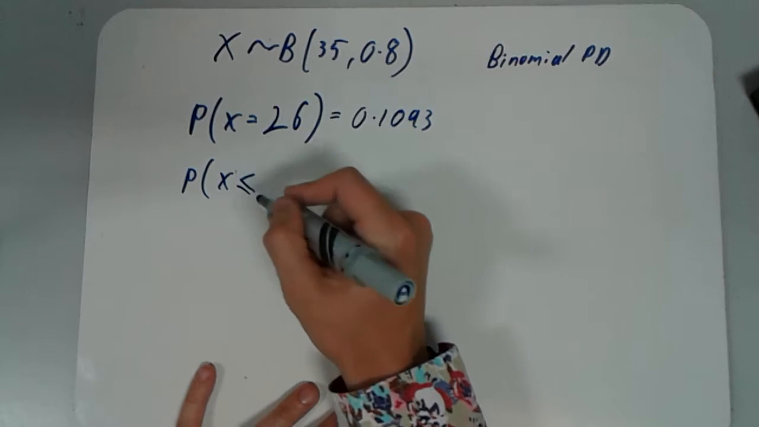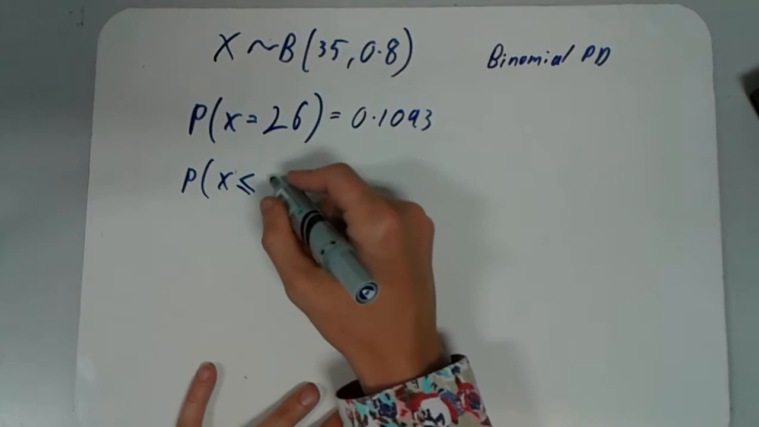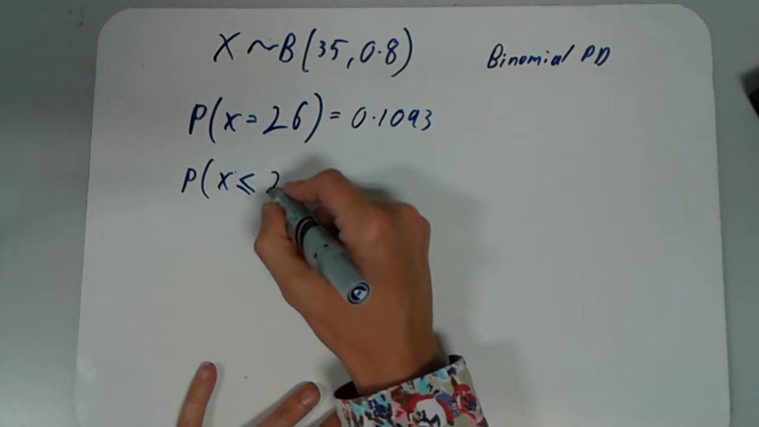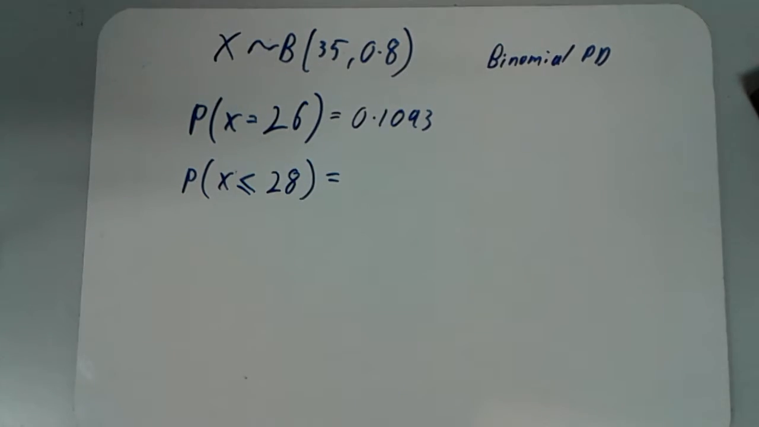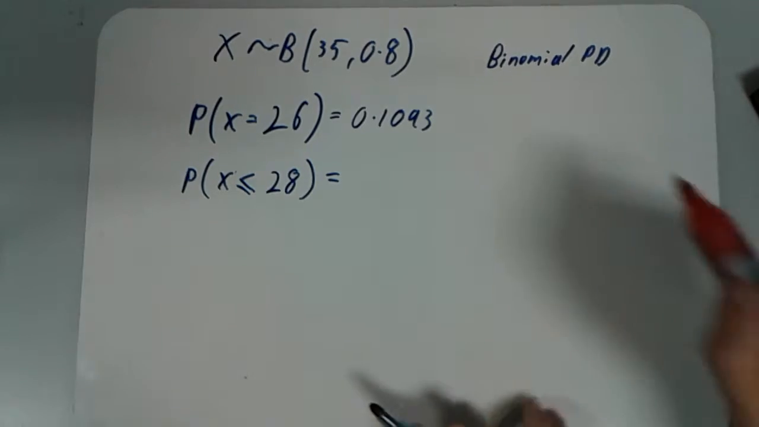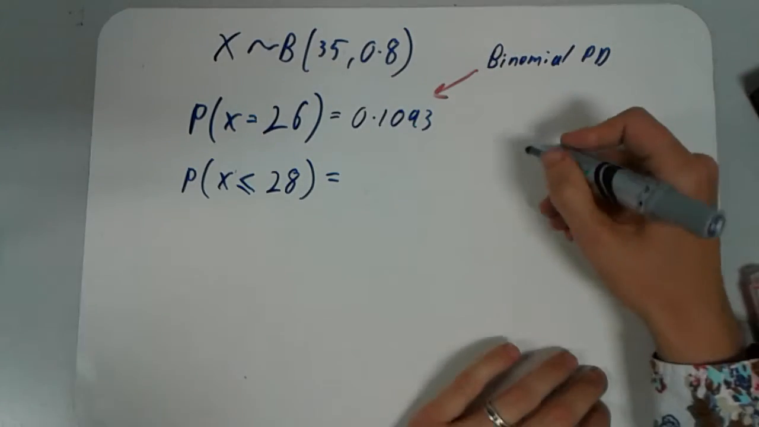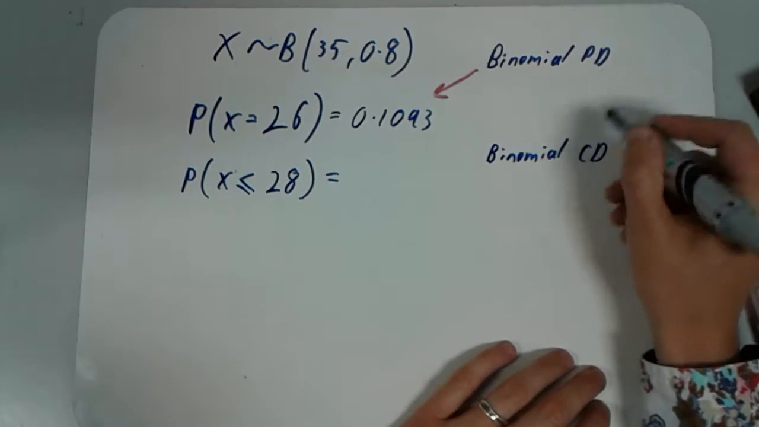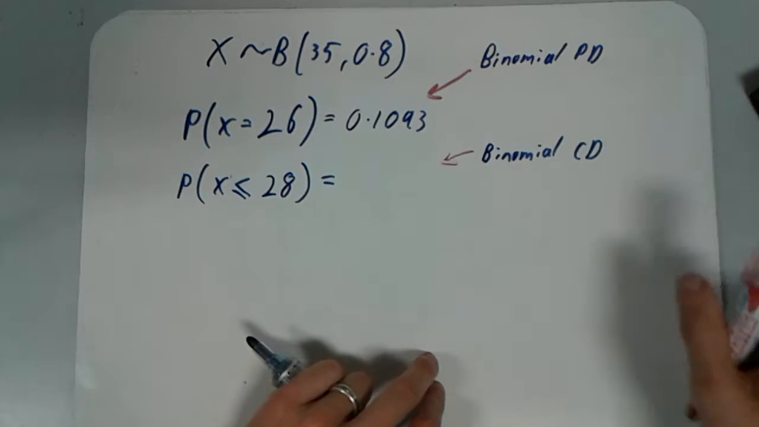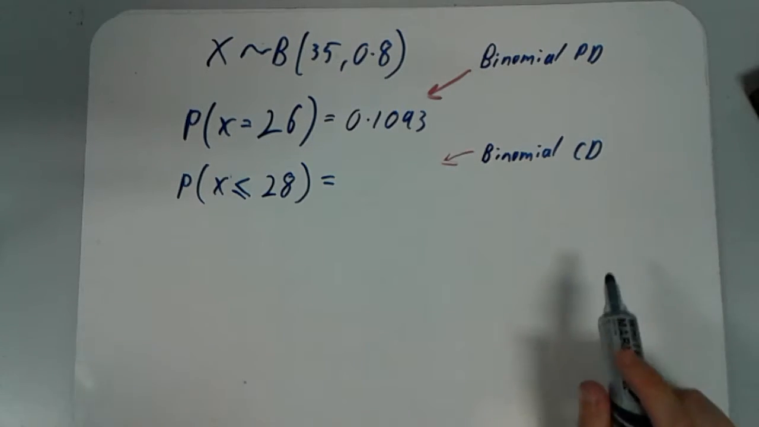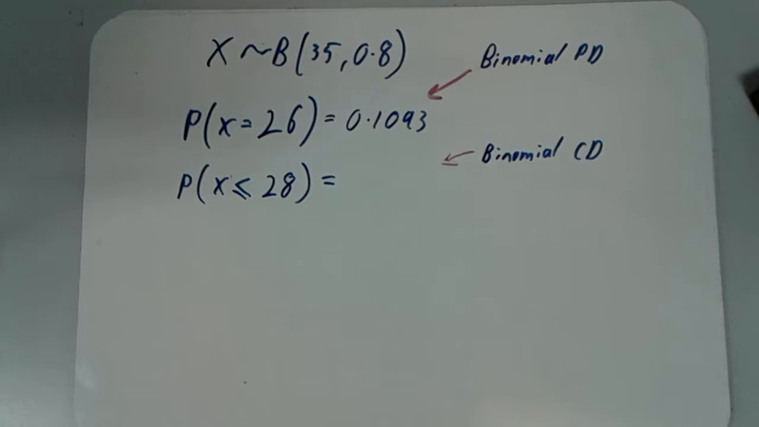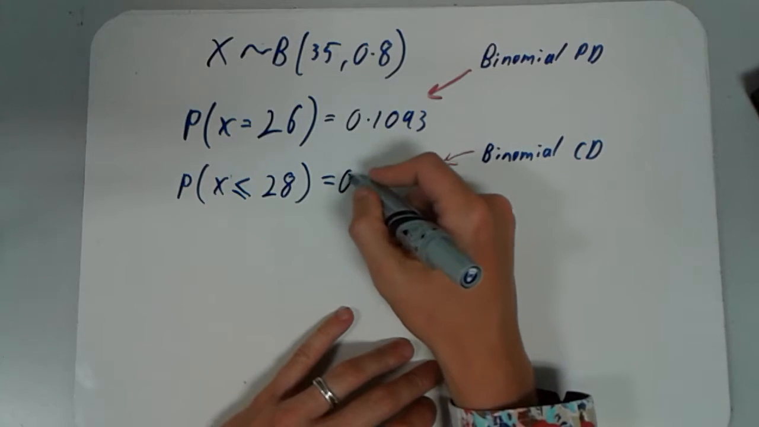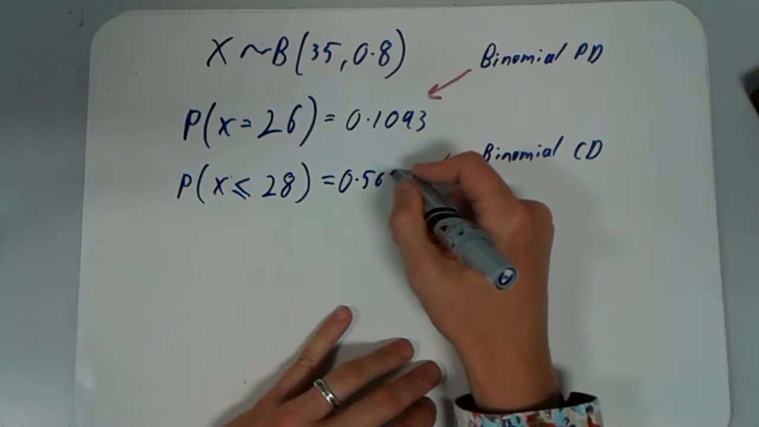Similarly, if we want up to and including a number, so all of the numbers up to, let's say 28, then we need to put our calculator into CD mode. So still binomial CD. CD is cumulative distribution, so the probability of getting up to and including that value. And if we put that in, up to and including 28, we should get a value of 0.5672.